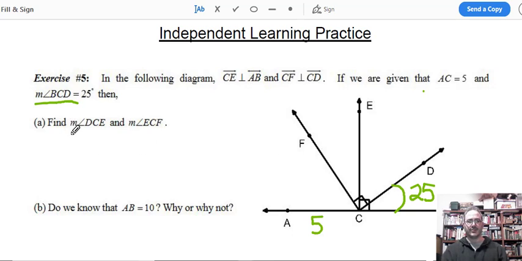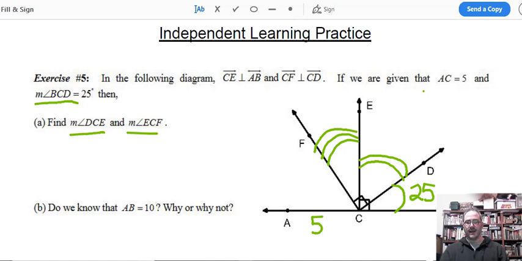Then we have to find the measure of angle DCE. We want to know what is the measure of this angle. And we want to find the measure of ECF. ECF, okay, it's this one. I have to give it 3 arc marks because it's going to be yet a different angle measure. All right. How do we do this?